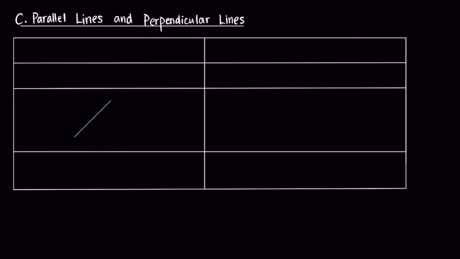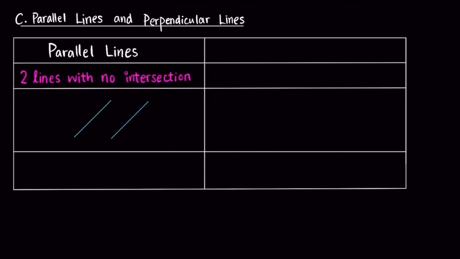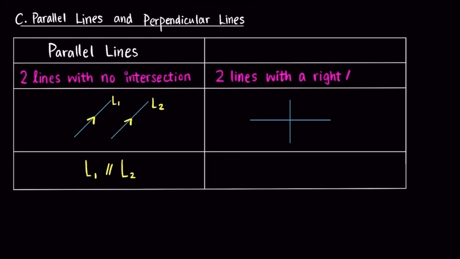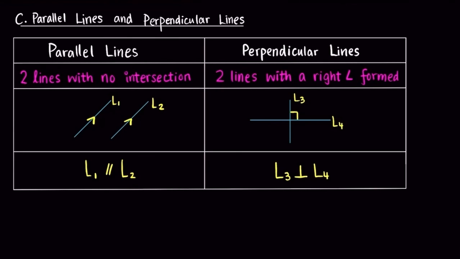Last but not least, there are also 2 types of lines. If 2 lines do not have intersection, we call them a pair of parallel lines. We draw 2 arrows on the lines and use the symbol, write it as L1 parallel to L2. If 2 lines form a right angle, we call them a pair of perpendicular lines. We draw a right angle on the lines and use the symbol to represent L3 perpendicular to L4.